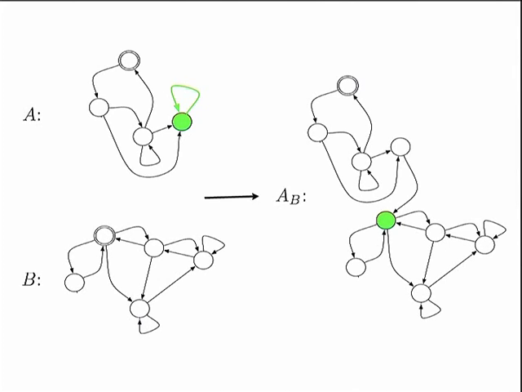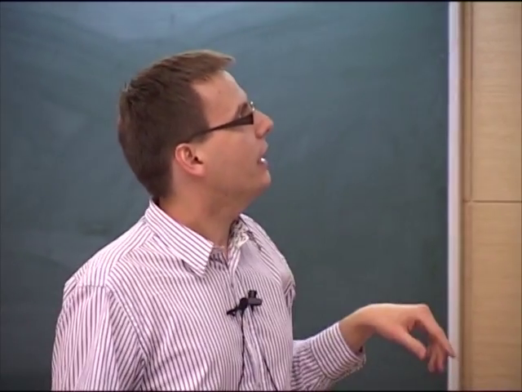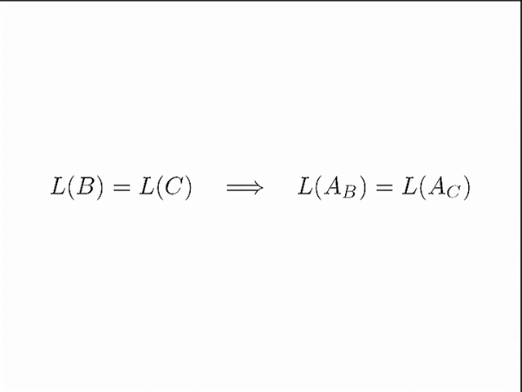Now, it's a kind of obvious observation, but if I take a different automaton B prime that is equivalent to B, what I get is, again, an equivalent automaton. So changing a subcomponent of the automaton to an equivalent one doesn't change the semantics of the whole automaton. Basically, if the languages recognized by B and C are the same, then after substituting B and C, I again get the same language.